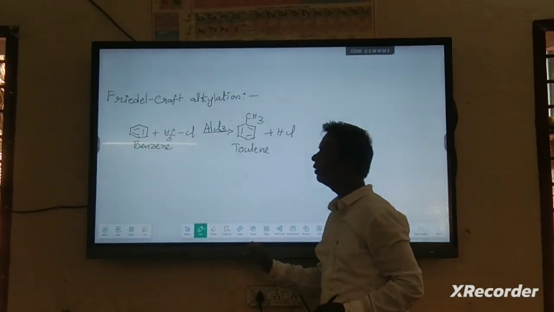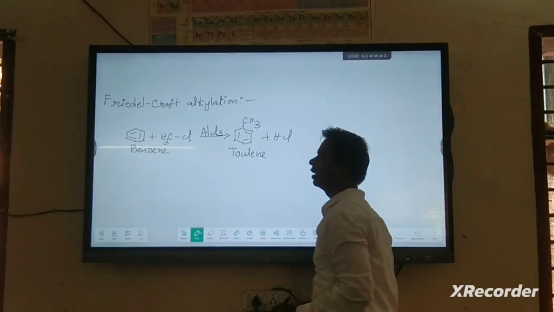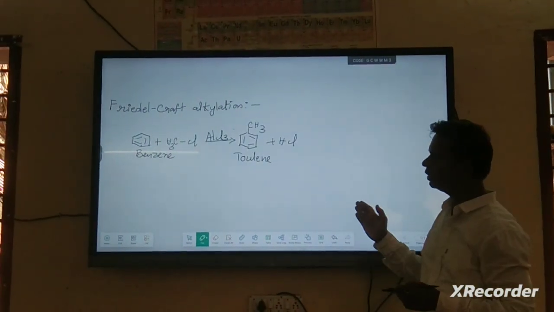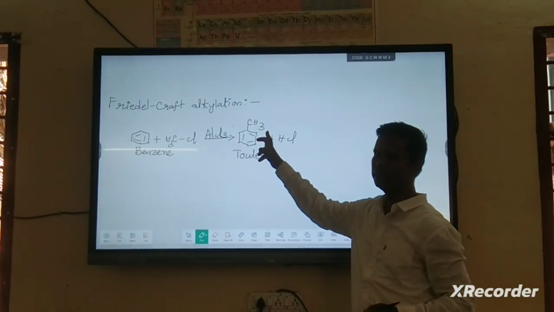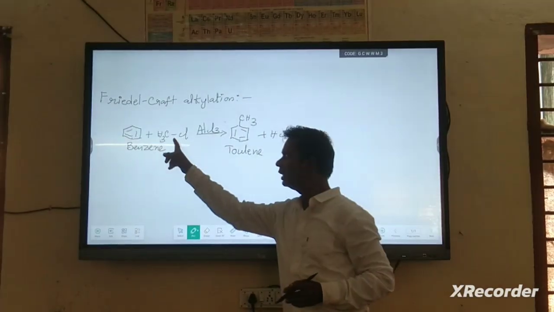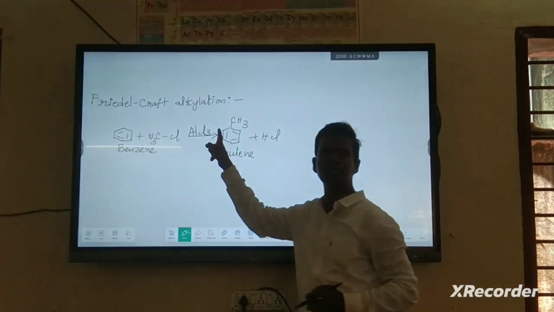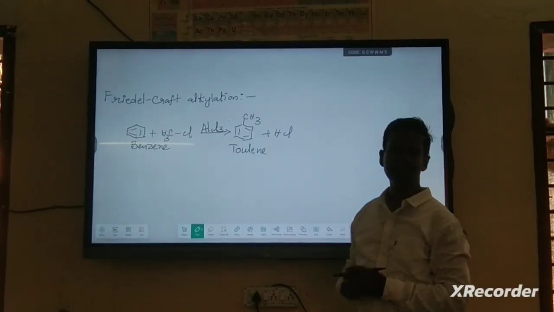So this is the Friedel-Crafts alkylation. Here methyl chloride is there. What is the product? Methyl benzene is the product. Methyl chloride is reacting with the benzene in the presence of AlCl3 to give the methyl benzene.